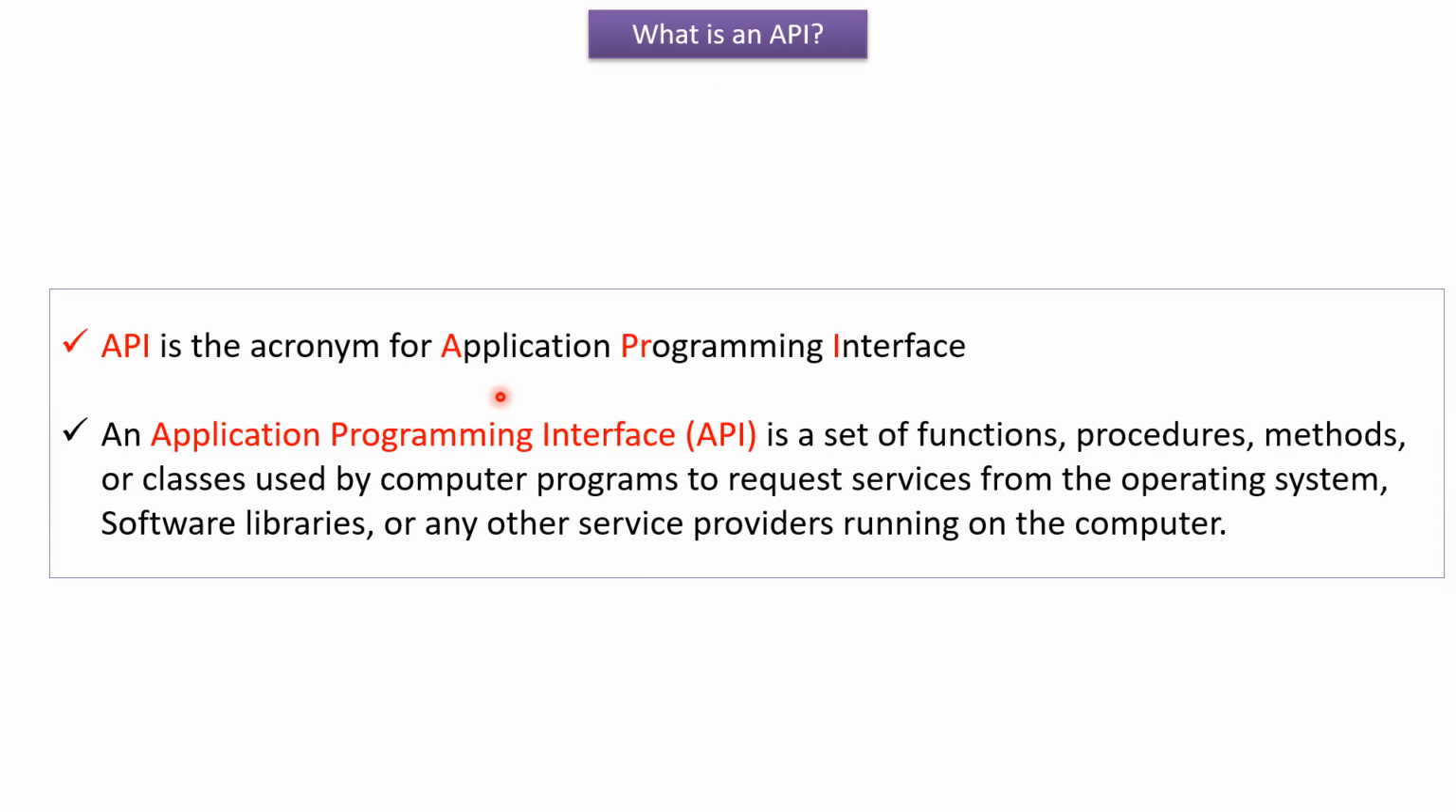API is the acronym for Application Programming Interface, and an application programming interface is a set of functions, procedures, methods or classes which is used by computer programs to request service from the operating system or software libraries or any other service providers which is running on the computer. And this definition is overwhelming. We will see some other definitions to understand it better.